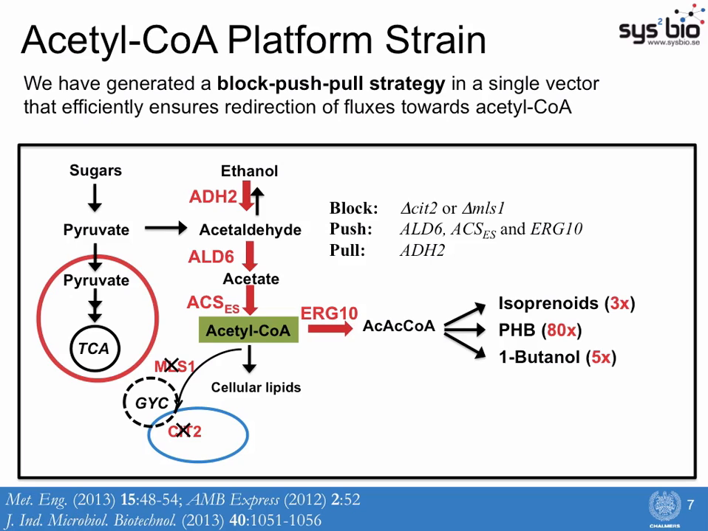And hereby, with this strategy, which we combined also with deletion of MLS1 or SID2 for blocking the use of acetyl-CoA for other processes in the cell, we could increase the production of isoprenoids 3 times, PHB 80 times, and 1-butanol 5 times. So this was an example of a generic technology, basically a generic platform strain where we can hook on different heterologous pathways and in all cases have an improvement.